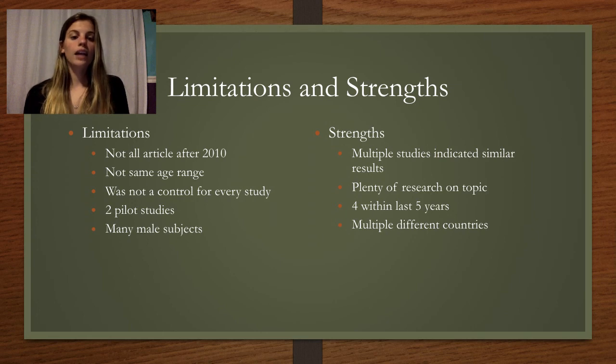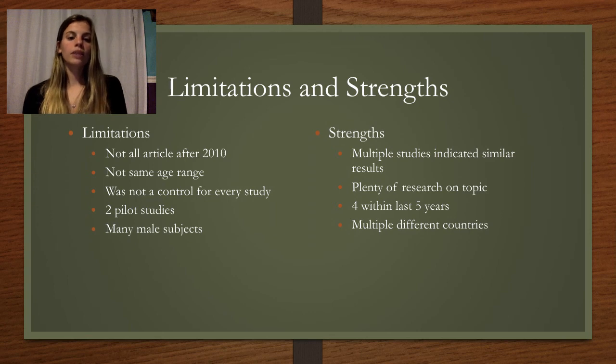And 2 of the studies were pilot studies or preliminary studies, causing there to be a limited number of participants. The final limitation is that the majority of the subjects with autism were males, which didn't really allow for an accurate representation of this population.